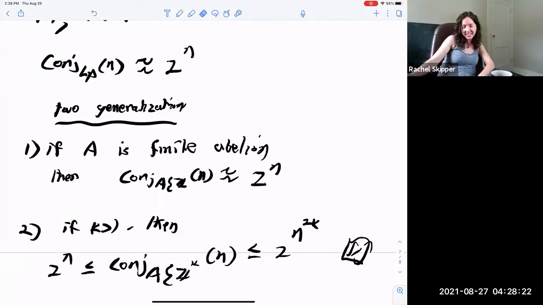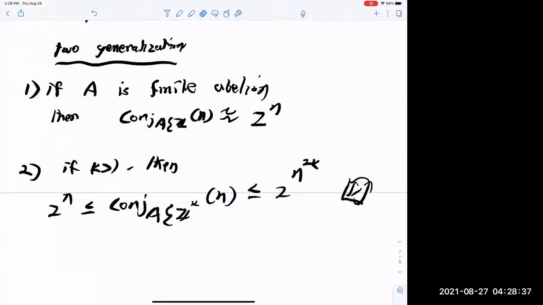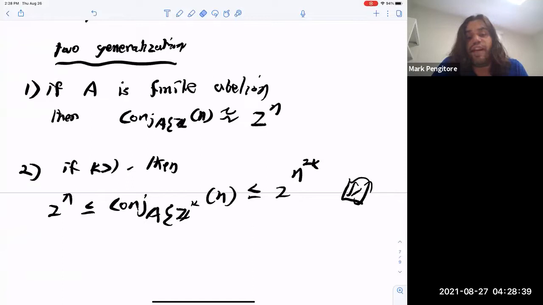Any other questions? Yeah, so I have a question. Do you know if there's a way to use these kinds of ideas to work with the isomorphism problem? I have no clue. I actually haven't even seen anyone talk about that. Okay, thank you.